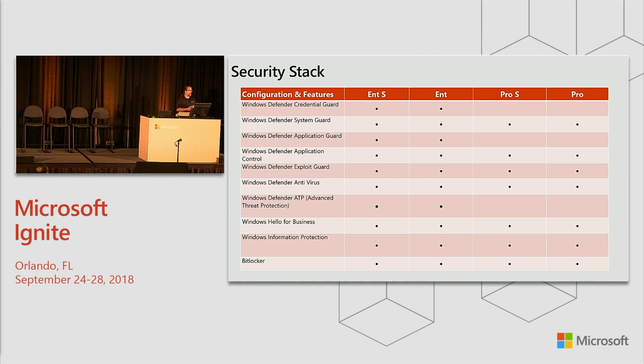But for Enterprise S and Pro S, we have System Guard. For Enterprise S, we have Application Guard. We have Exploit Guard in both flavors. We obviously have Defender Antivirus built in. And of course, for our enterprise customers, we have ATP, as mentioned earlier. And we also support BitLocker and WIP protection across both Pro and Enterprise in S mode.